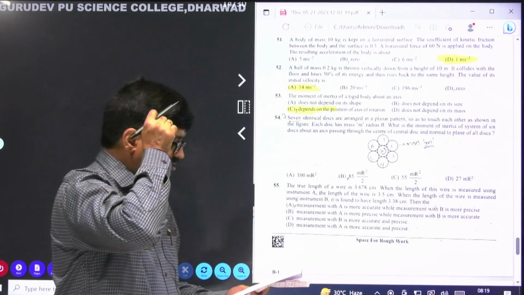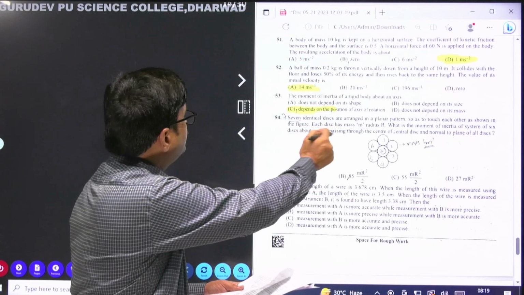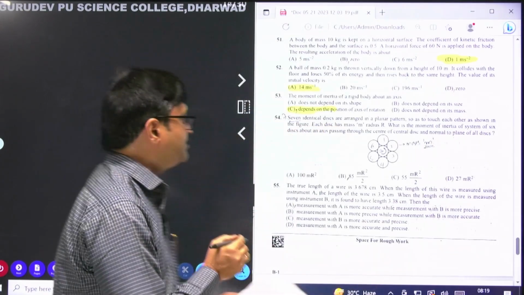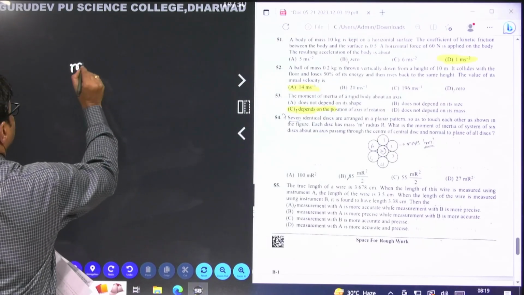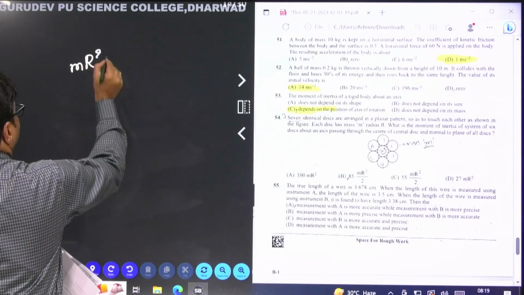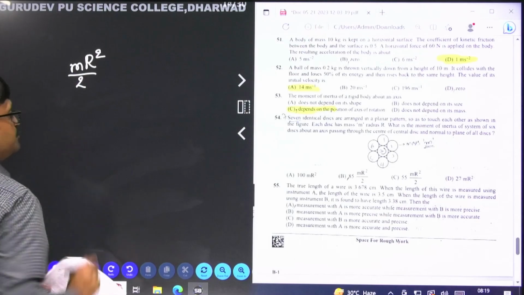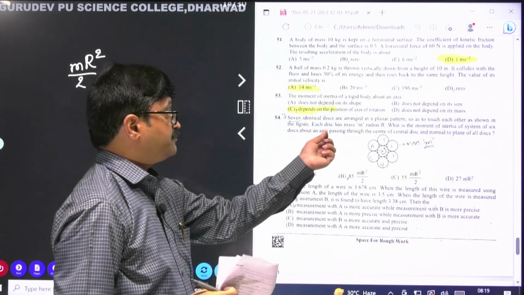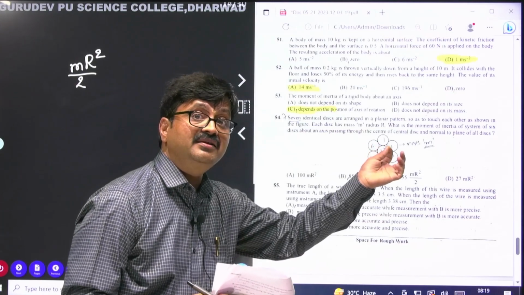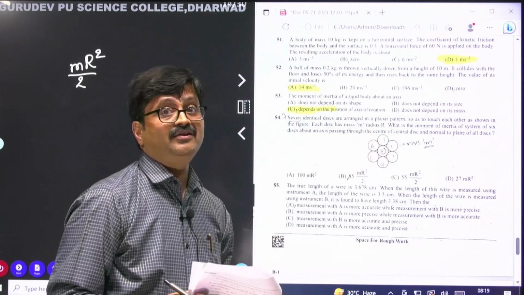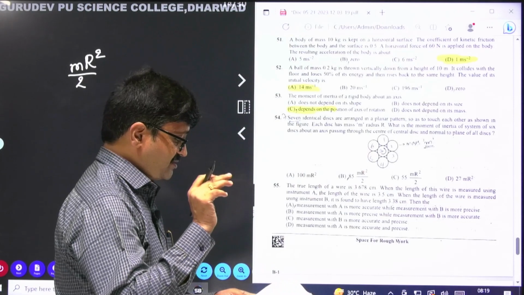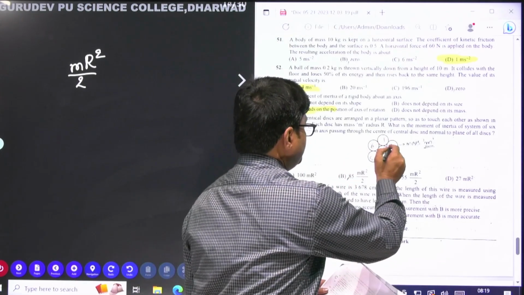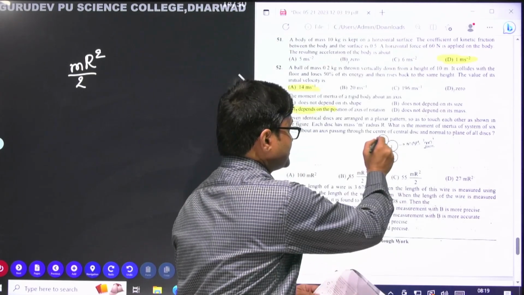moment of inertia of discs. They are saying disc, so its moment of inertia is what? M r square by 2. This is the moment of inertia of a disc, is it not? About an axis passing through the center and perpendicular to the plane of the disc. Okay, so if you just address this particular approach, as you can notice here, how many discs are there? Totally 6 discs are there.